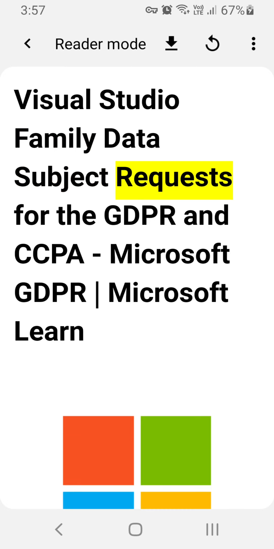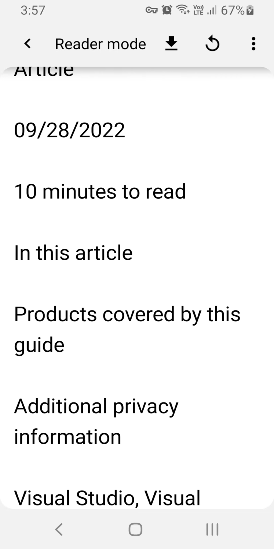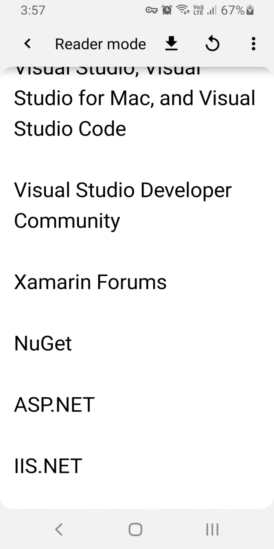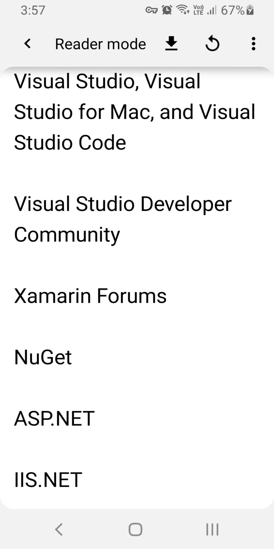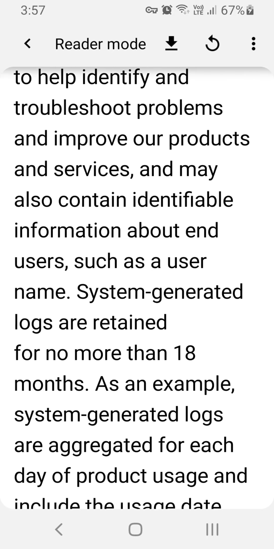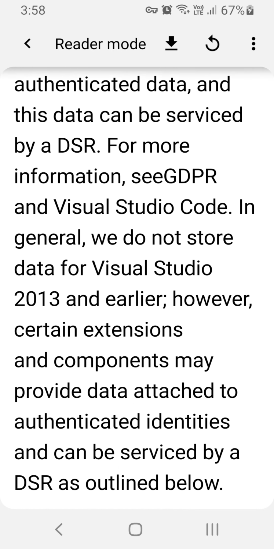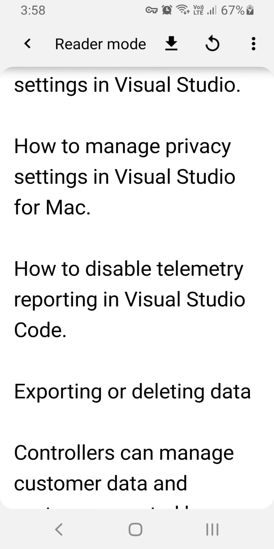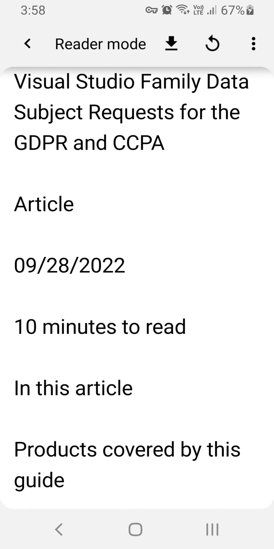Visual Studio Family Data Subject Requests for the GDPR and CCPA, Microsoft Learn. Article, September 28, 2022, 10 minutes to read. Products covered by this guide: additional privacy information, Visual Studio, Visual Studio for Mac, and Visual Studio Code, Visual Studio Developer Community, Xamarin Forums, NuGet, ASP.NET, IIS.NET, other Visual Studio family services. Learn more. The European Union General Data Protection Regulation, GDPR, gives rights to people known in the regulation as data subjects. Okay, the European Union has involved themselves to do things.